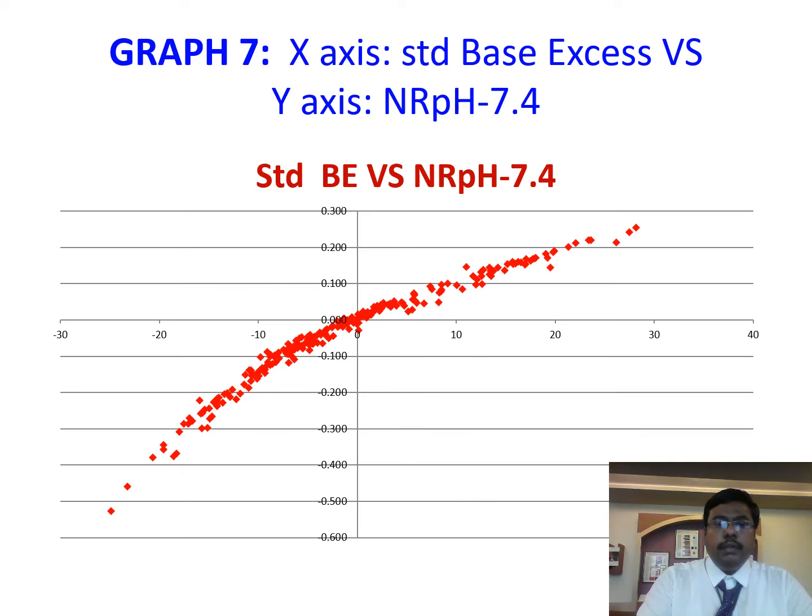So graph 7 shows the relation between standard base excess and NRPH minus 7.4. So NRPH minus 7.4 is nothing but delta NRPH. So it is positive when the base excess values are positive, the delta NRPH is also positive. When the base excess values are negative, NRPH minus 7.4 value is also negative. So both are well correlated.